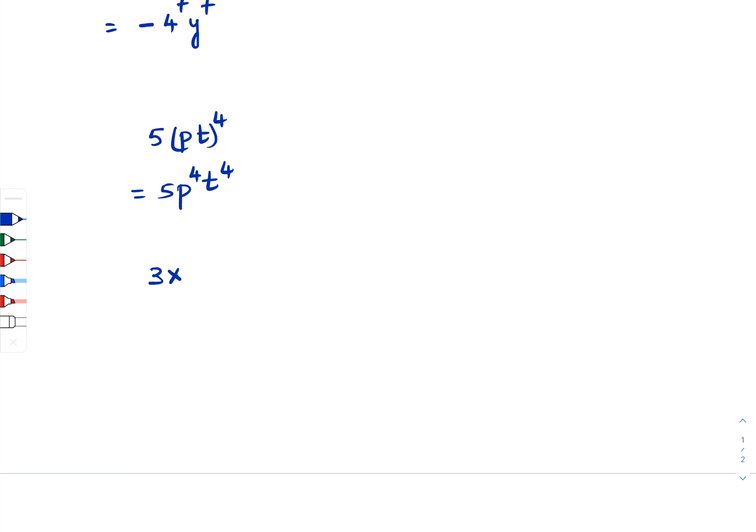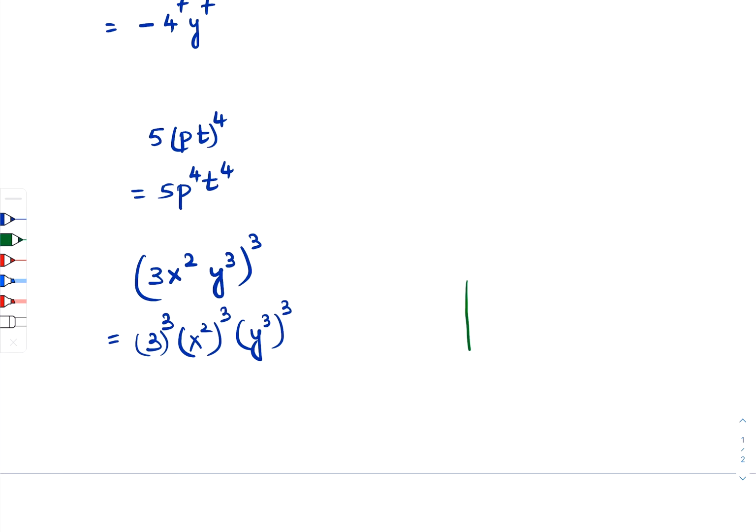A little different. 3x squared y cubed, and the whole thing is raised to the 3rd power, okay? So now out here, that 3rd power applies to the y cubed, it applies to the x squared, and it applies to the 3 as well, okay? So let's go ahead and split that up, okay? So we write 3 raised to the 3rd power, okay? Put a parentheses, x squared raised to the 3rd power, y cubed raised to the 3rd power, okay?